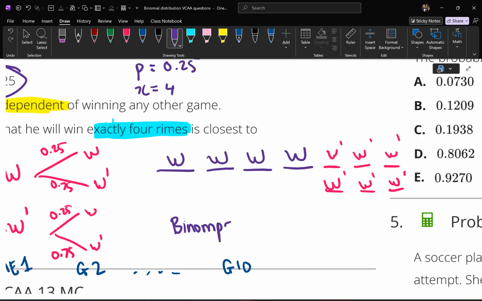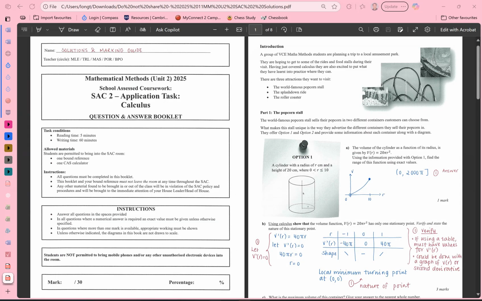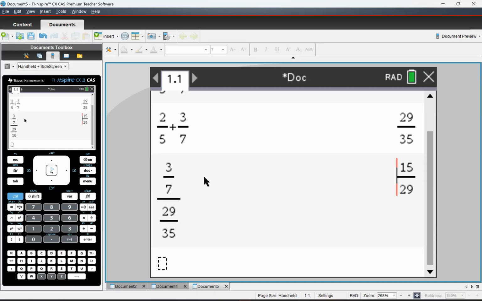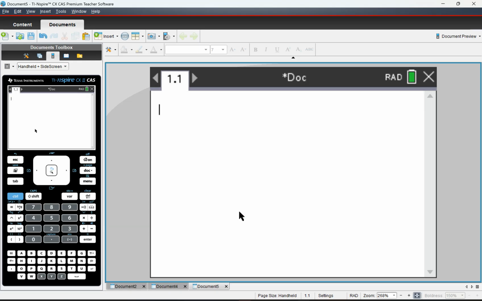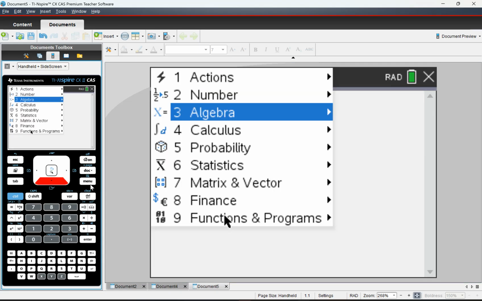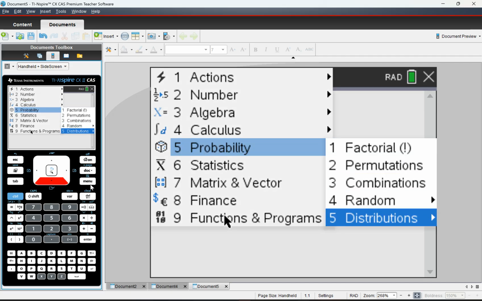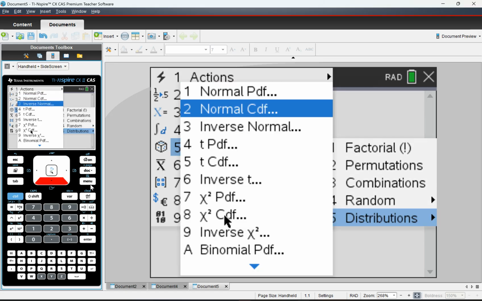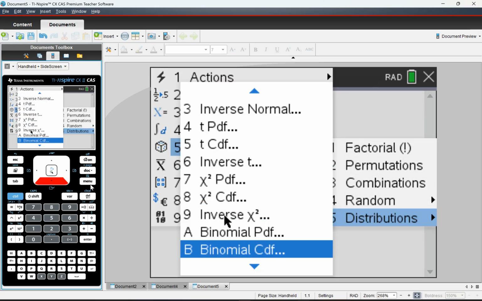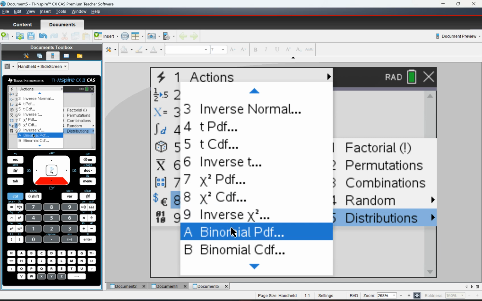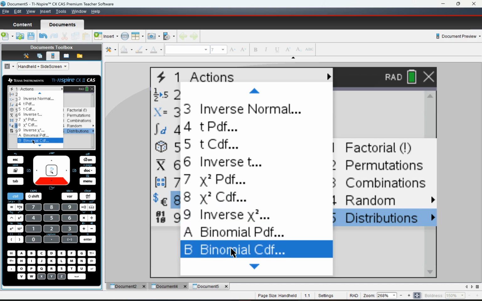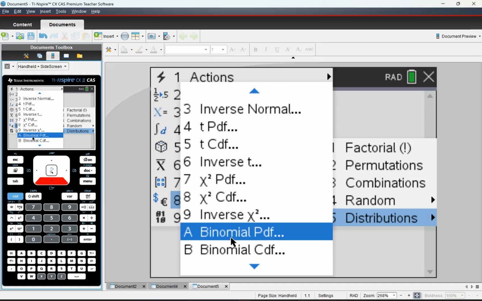Binom PDF. Here we go, let's go binom PDF. On your CAS, menu, probability, distributions. So on your calculator, go menu, probability distributions. And if you scroll all the way down, you've got 2 versions there. One's binomial PDF, one's binomial CDF. In our case, we're doing PDF.